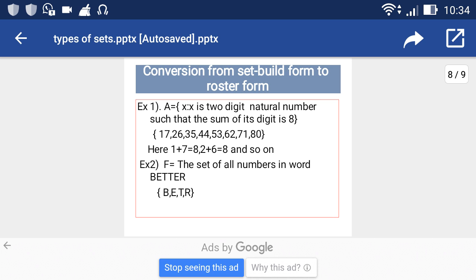Now the next example: capital F is the set of all letters in the word better. Here T repeats 2 times and E also repeats 2 times. While representing in roster form, we have to skip repetition of letters. So we skip the second T and the second E, and take only one E and one T. So in roster form, in curly braces we have B, E, T, R. This is the roster form.